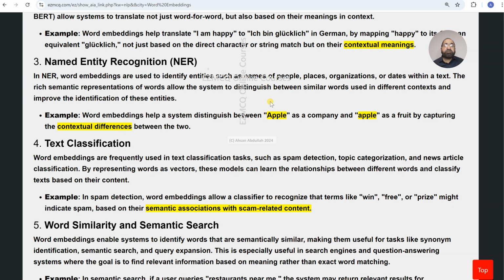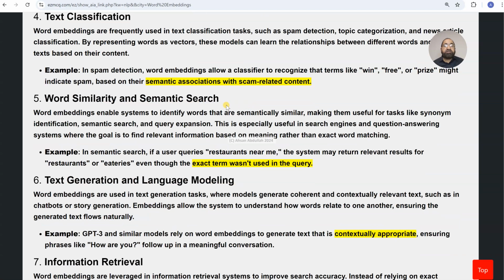It can be simpler or difficult. For example, in a statement, is this place a name, or is this the name of a person? Because there are buildings and roads and counties which are named after a person. So when we are referring to that county, is that a person or a place name? And text classification: semantic association with scam related content.